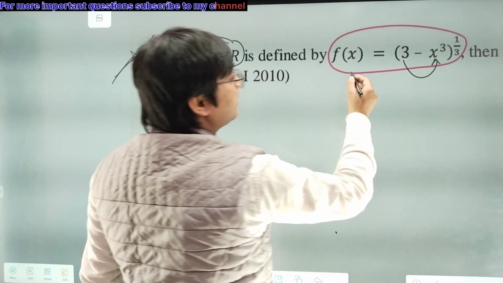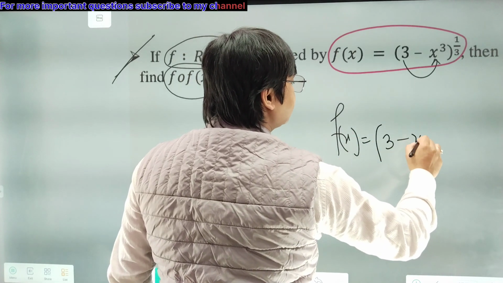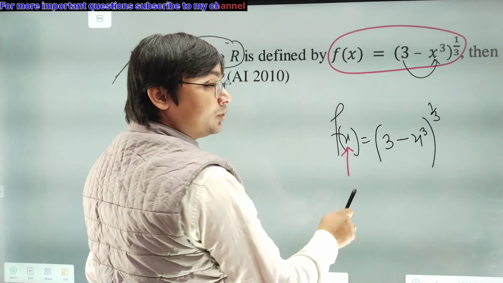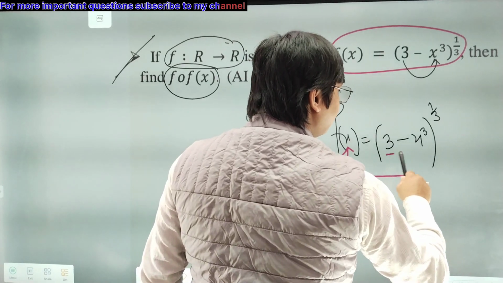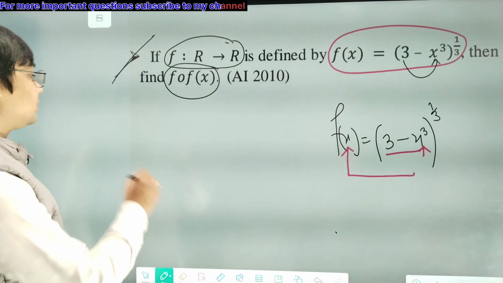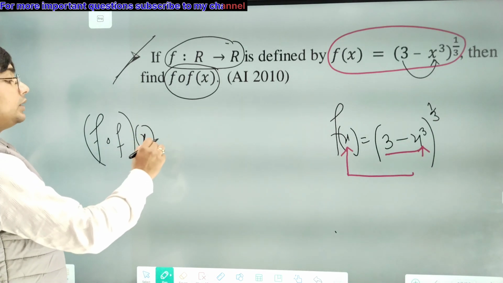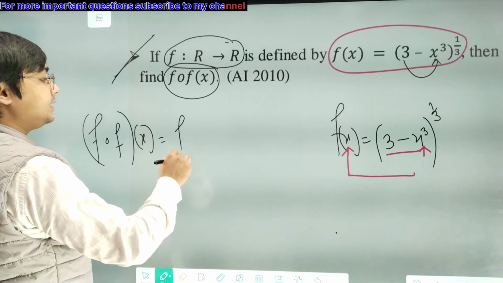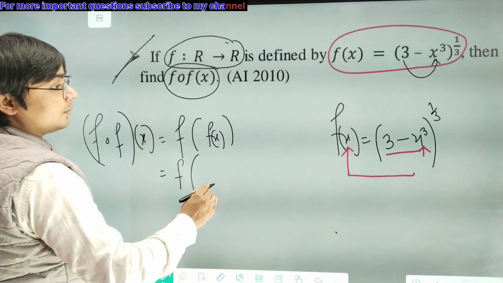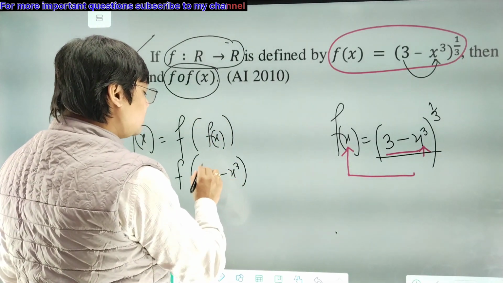First of all, remember this function: f of x equals (3 minus x cube) to the power of 1 by 3. That means whatever input we put in, it takes 3 minus its cube, and the whole to the power 1 by 3. Now you find the value of f composite f of x. According to the definition of composite of two functions, this will be f of f of x. Now you put the value of f of x, which is (3 minus x cube) to the power of 1 by 3.